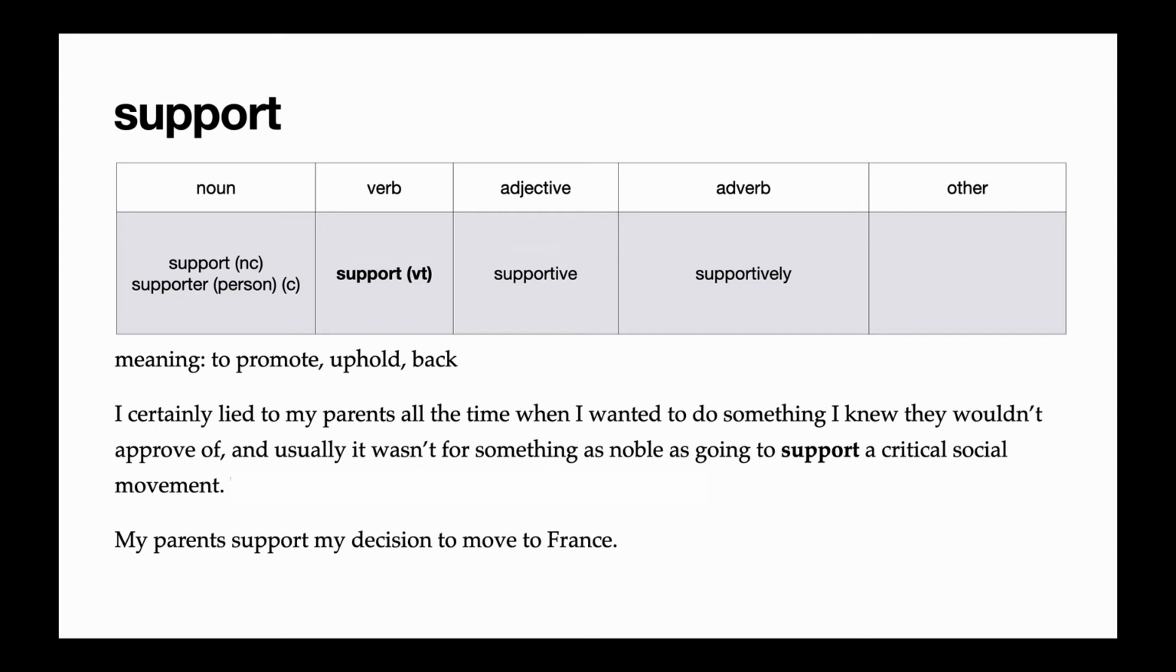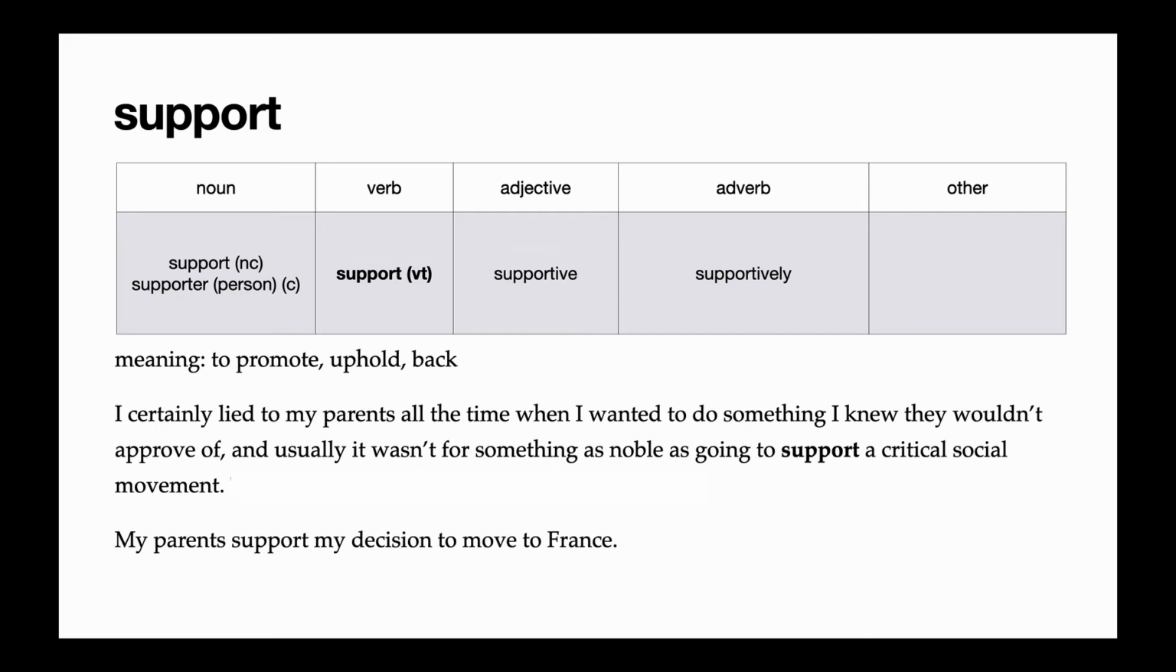So in the reading, we read, I certainly lied to my parents all the time when I wanted to do something I knew they wouldn't approve of, and usually it wasn't for something as noble as going to support a critical social movement. So we support movements, another of our vocabulary words. That means we're helping this collective action. So if we support the Black Lives Matter movement, that means we like this movement. We think it's good. We think it's important. So we try to participate and help it.